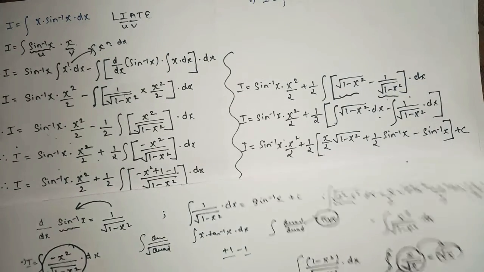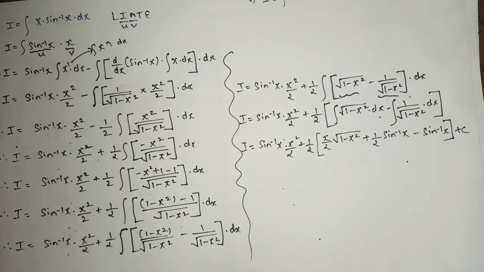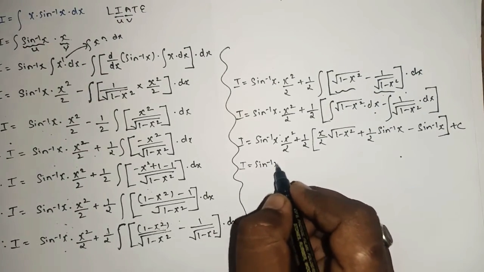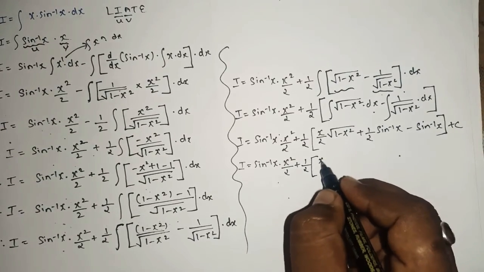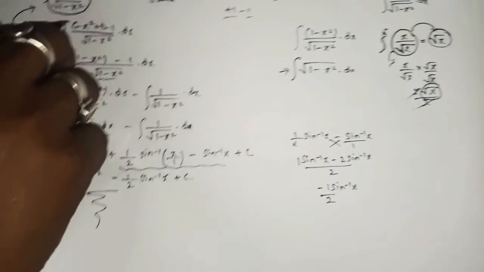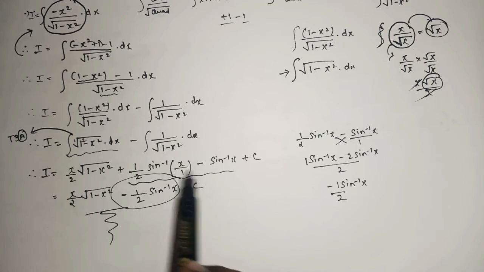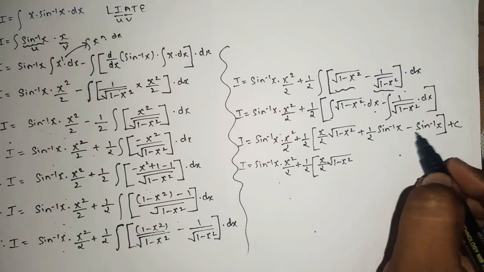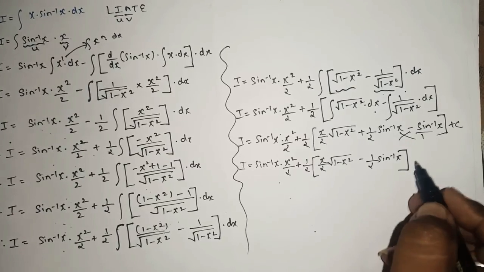As we have integrated each and every term with respect to x and the integration is removed, therefore we write plus c. So the final step here we can write as I equals sine inverse x into x square upon 2 plus 1 upon 2 x by 2 root 1 minus x square. Just now only I had explained how to solve this part. So here you will get minus 1 upon 2 sine inverse. When you solve these two sections, you will get minus 1 upon 2 sine inverse x plus c.